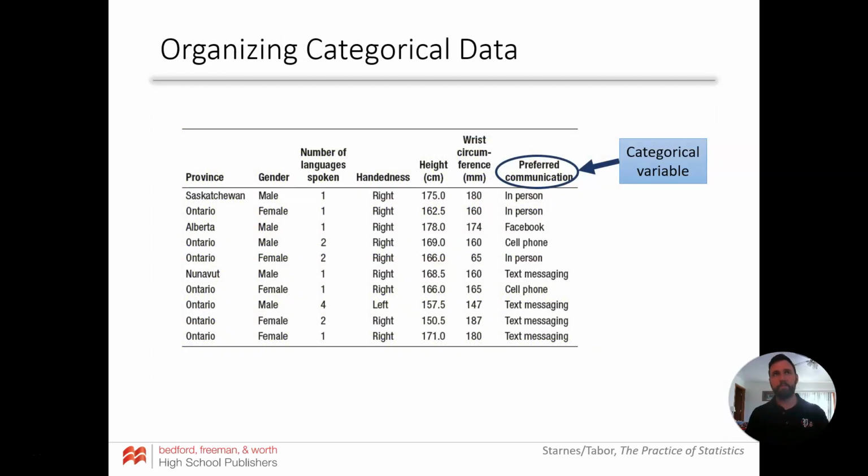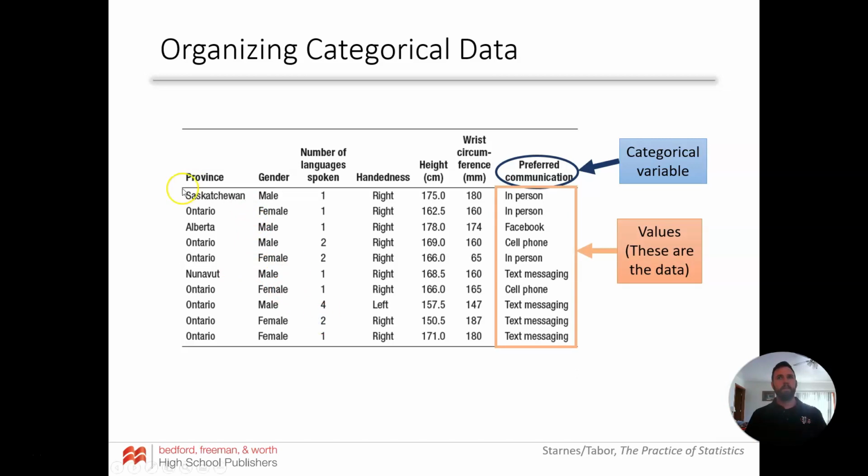Alright. So first things first, when you're organizing categorical data, remember that's not numerical. That's like, what's your favorite color? That's going to be a categorical piece of data. The value is the data, the actual data points themselves. Pretty self-explanatory, but we're going to be saying these terms a lot this year.